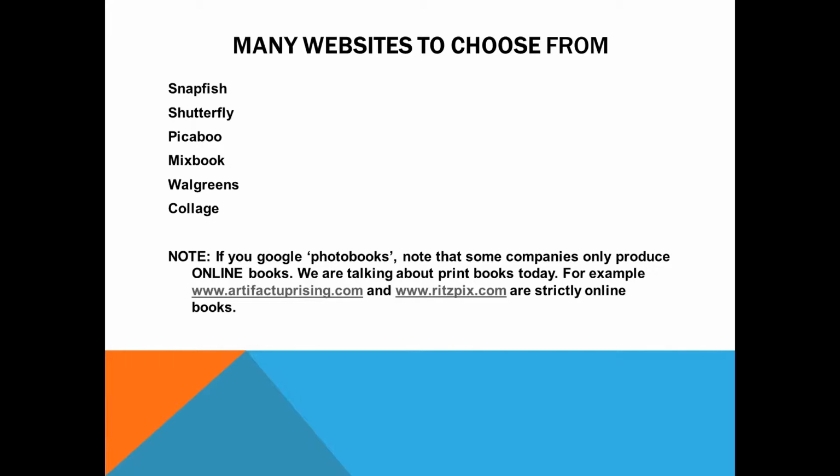One note, if you Google photo books, there are some companies that only produce online books. What we're talking about today are print books. You create them on your computer and then they mail them to you. A couple of examples of online books are noted there, and this is something that you would create using your own photos, but you would post it on Facebook or one of the other software outlets. But we're not talking about that today.